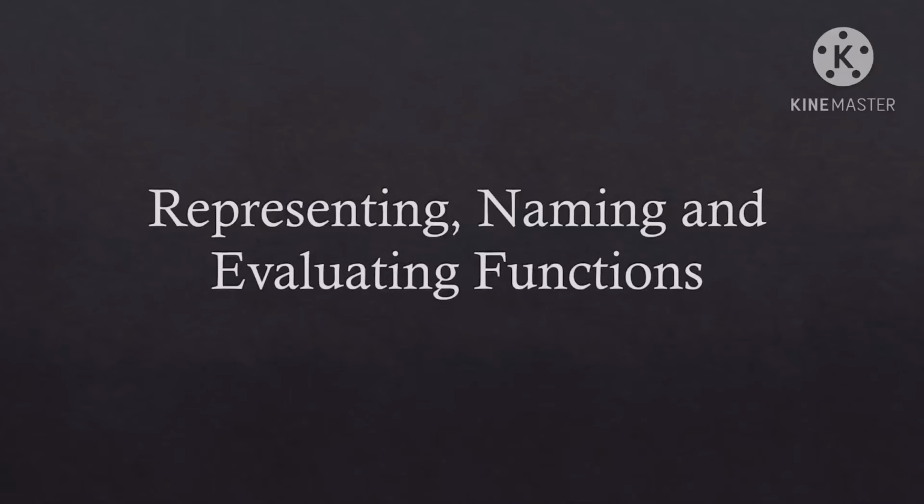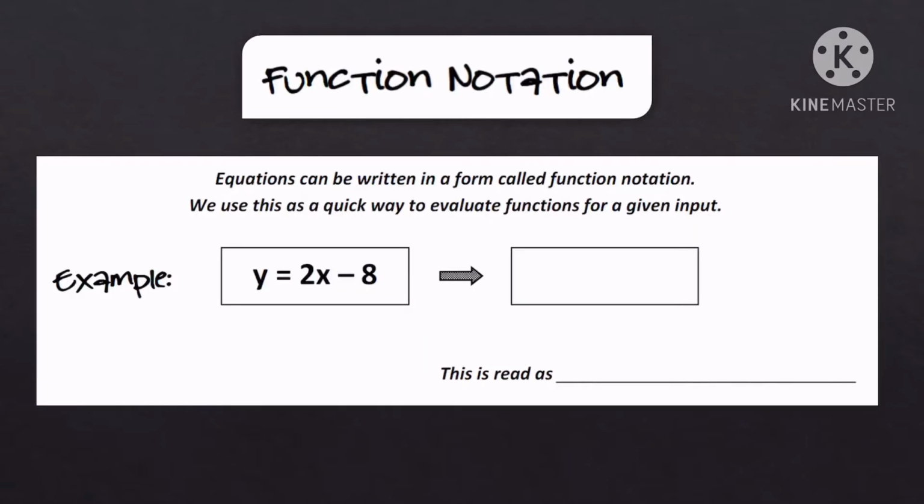So now that we've learned what a function is, we're going to talk about how we can represent them in the real world, how we can give them names, and then how we can evaluate and interpret them. Before we can do all that, there is a form called function notation, a way that we can quickly evaluate functions.